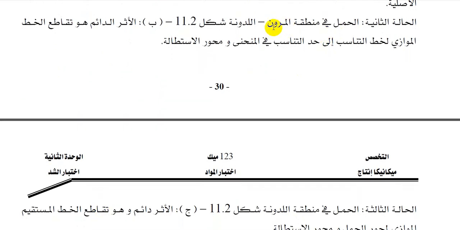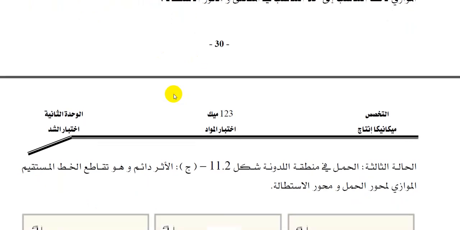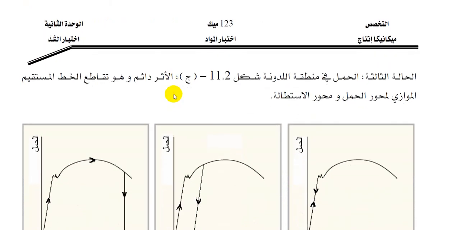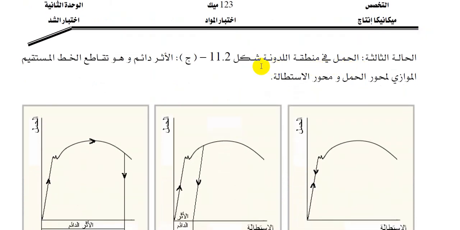So case 2, the load is in the plastic-elastic region, the interstitial region between the plastic region and the elastic region, illustrated in figure 11.2b. The permanent set is the intersection between the line parallel to the proportionality line up to the proportionality limit in the curve and the elongation axis, or the extension axis. Case 3: the load is in the plastic region, illustrated in figure 11.2c. The permanent set is the intersection of the straight line parallel to the load axis and the extension axis.